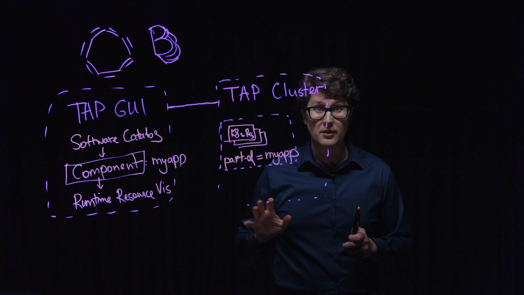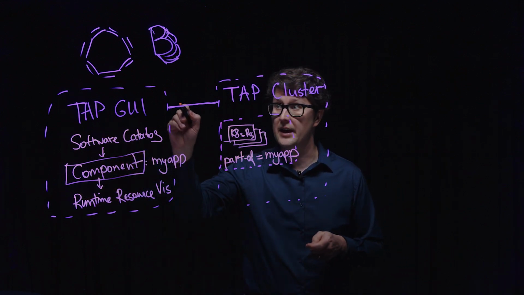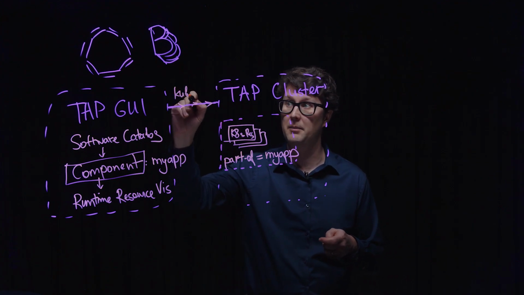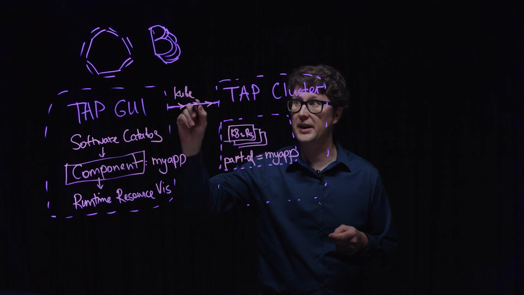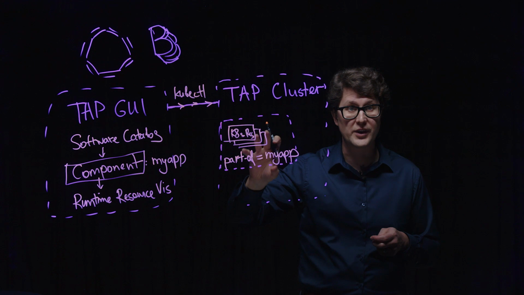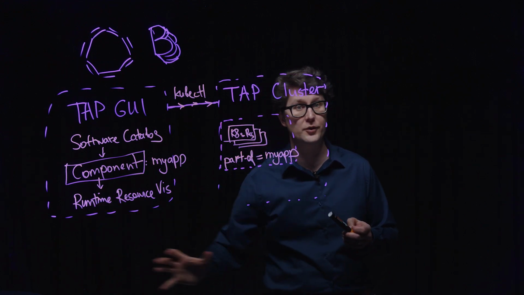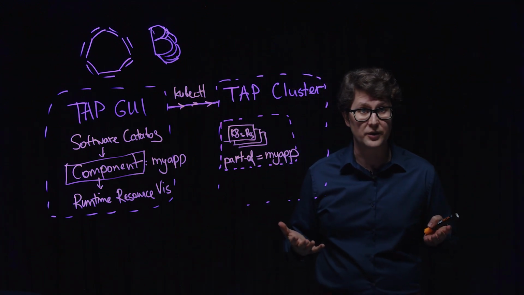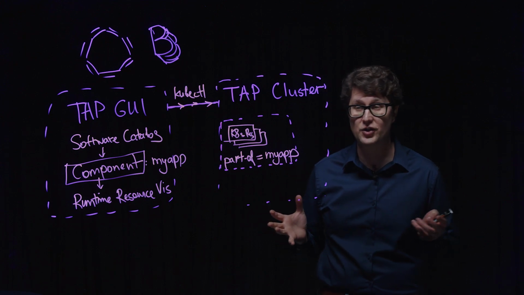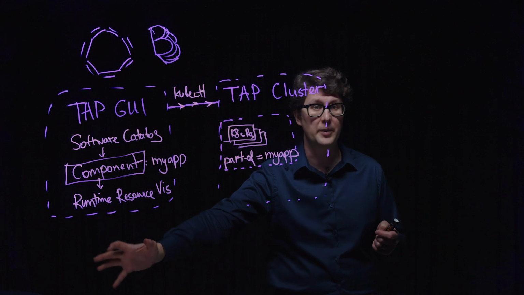So on first access to the Runtime Resource Visibility, there is a kubectl request that will be sent by our Tanzu Application Platform GUI. And it will fetch all the resources with the matching annotations and will display them here for the user to see. The user will be able to answer the question, is my application up and running? Does it have any issues? Do I need to start troubleshooting it? All of these questions will be answered from that visualization.